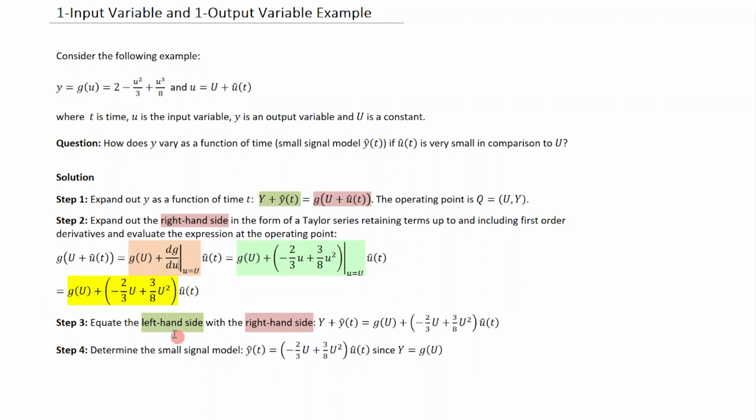So the next thing is to equate the left-hand side with the right-hand side. So this is now going to be our right-hand side, and the left-hand side is this expression that you see here. So we end up with this. So clearly, this and this are equivalent to each other, since this is at the operating point. So basically, they subtract out, and you're just left with y hat equal to this expression here, as shown here. And so this is what we then refer to as our small signal model.